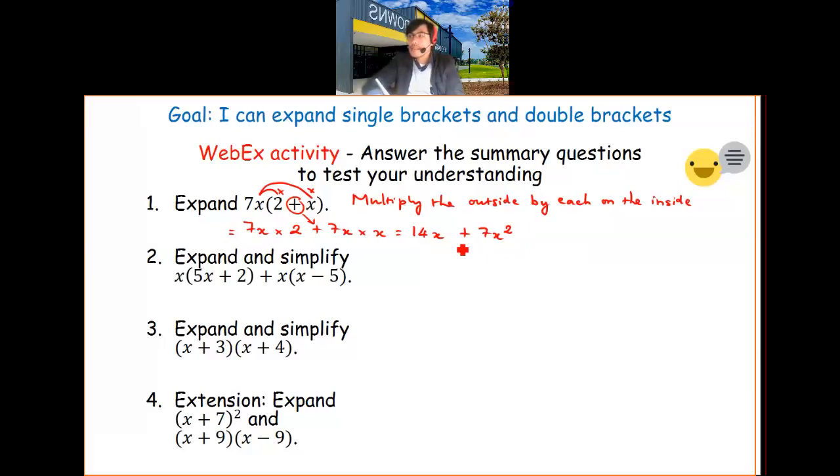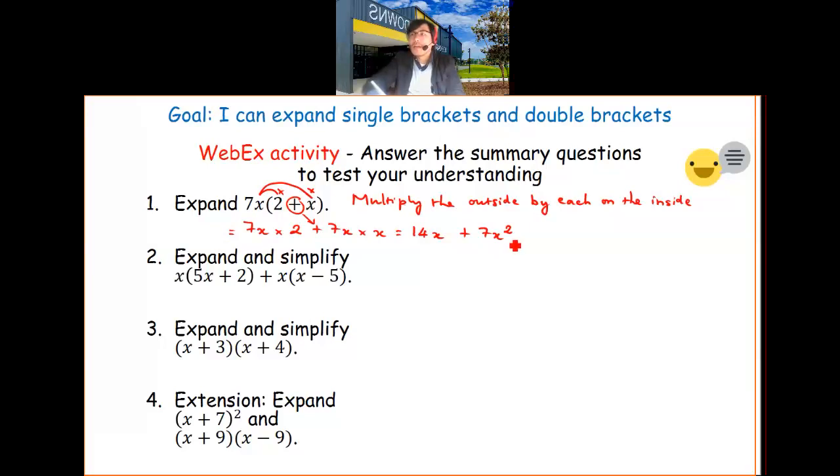And these, again, we cannot combine them anymore. The reason for that is because one of them has x and the other one has x squared. They are not like terms. Okay, I hope that makes sense there.